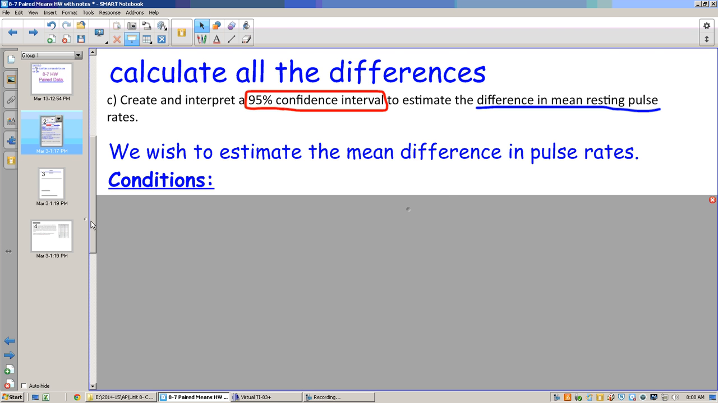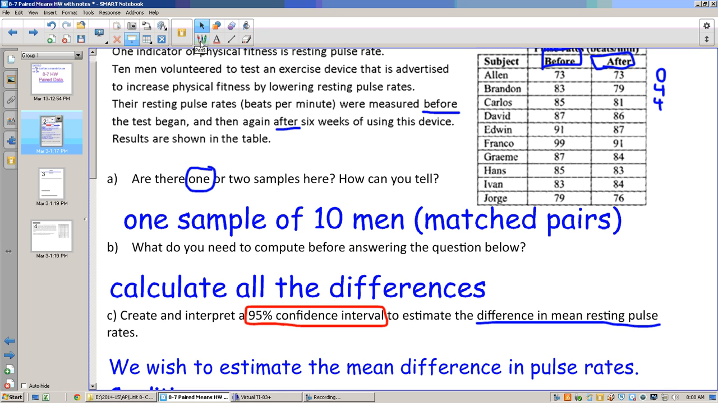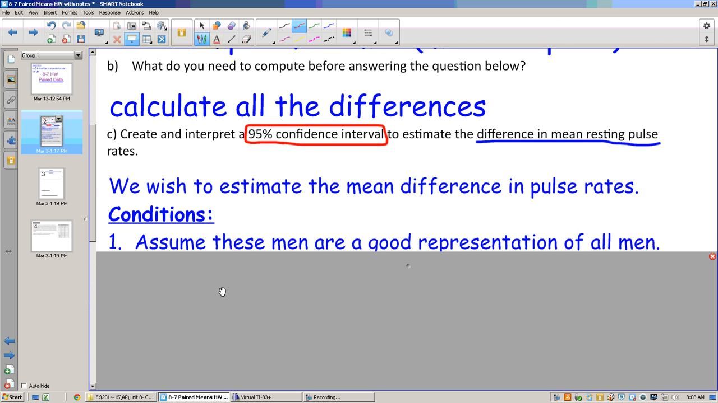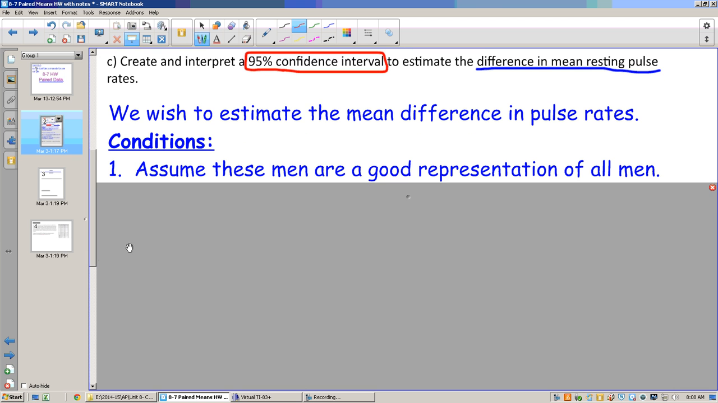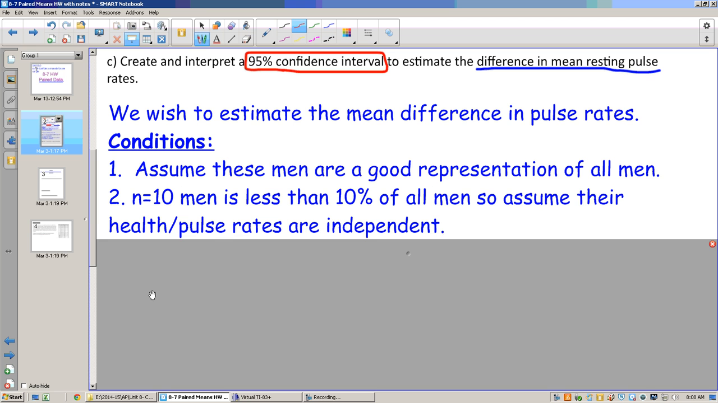So our second step is to check our conditions. Let's check up here again. Did it say random sample? No, it's actually not random. We were told that we have volunteers. So when we have volunteers and not randomness, what we have to do here is assume. So we're going to have to assume that these men are a good representation of all men. If they're not, then this might not be a really good interval. Our second condition is independence. Well, 10 men is definitely less than 10% of all men, so we can assume that their pulse rates and their health are independent of one another. We don't have friends who are workout buddies. We don't have guys that are related.